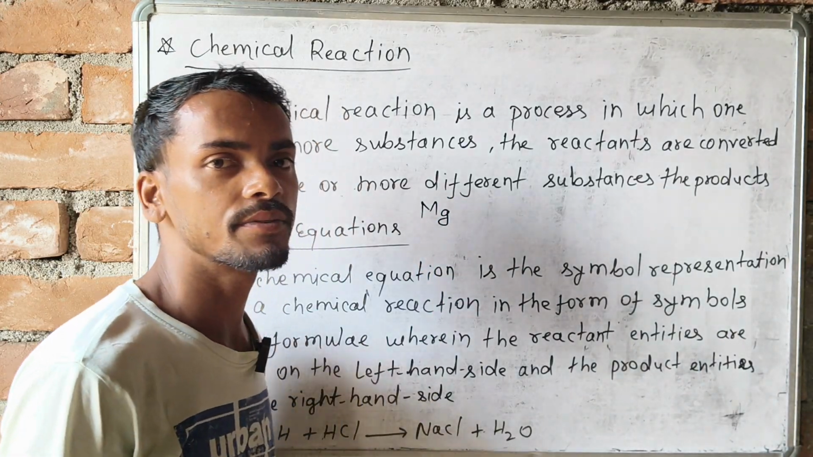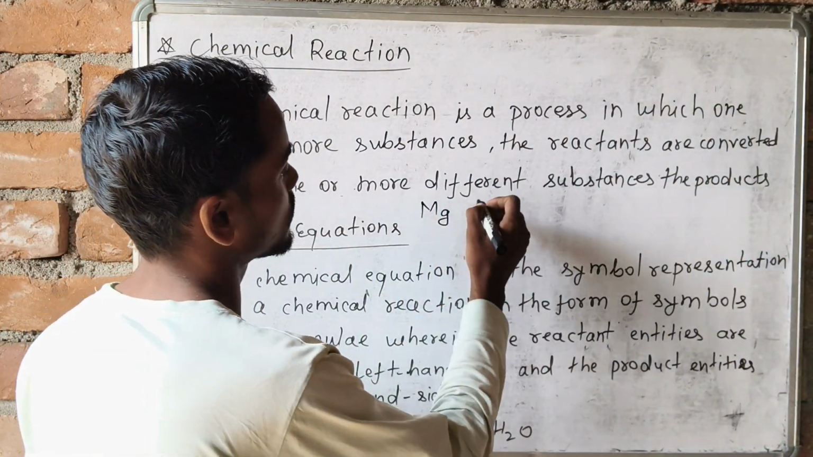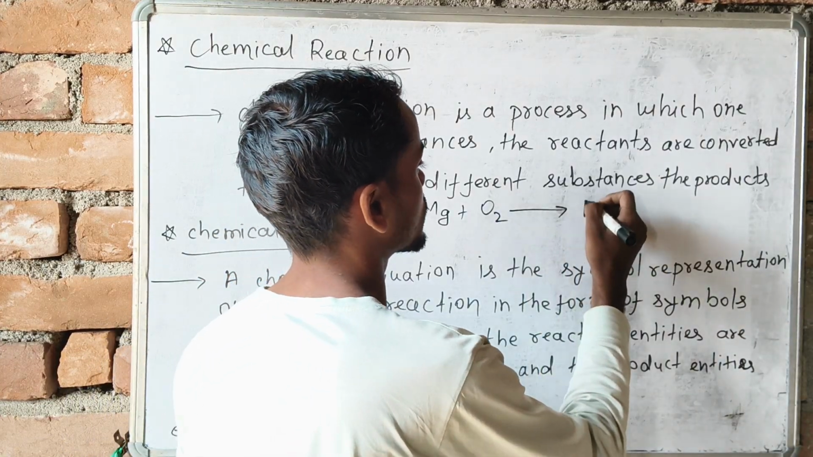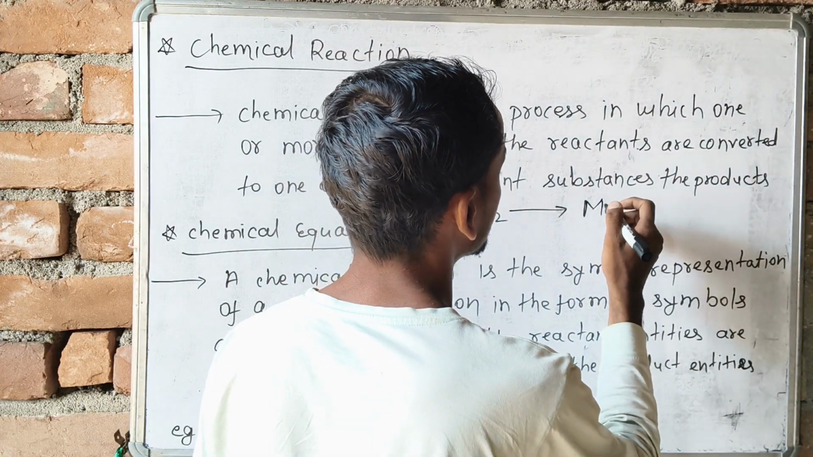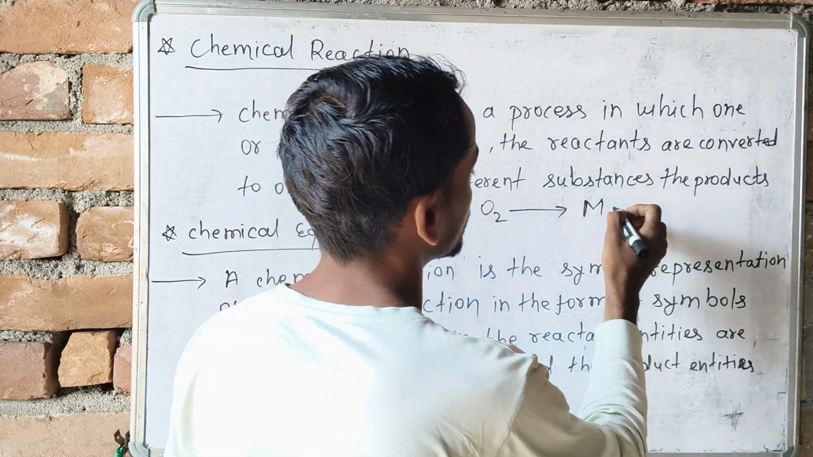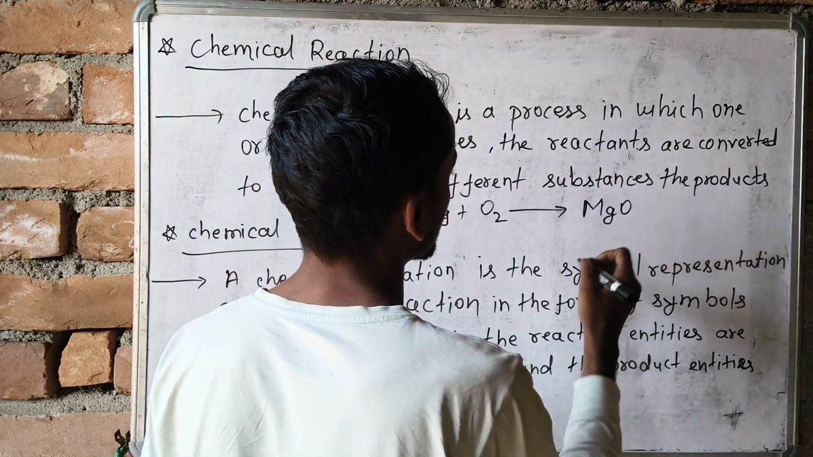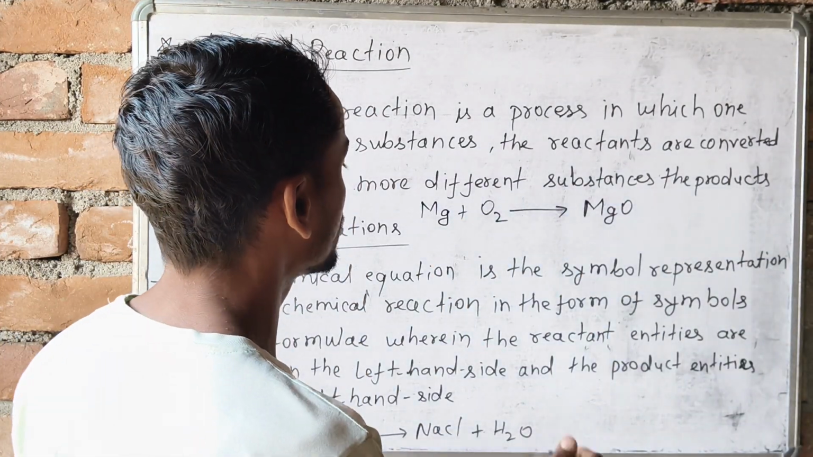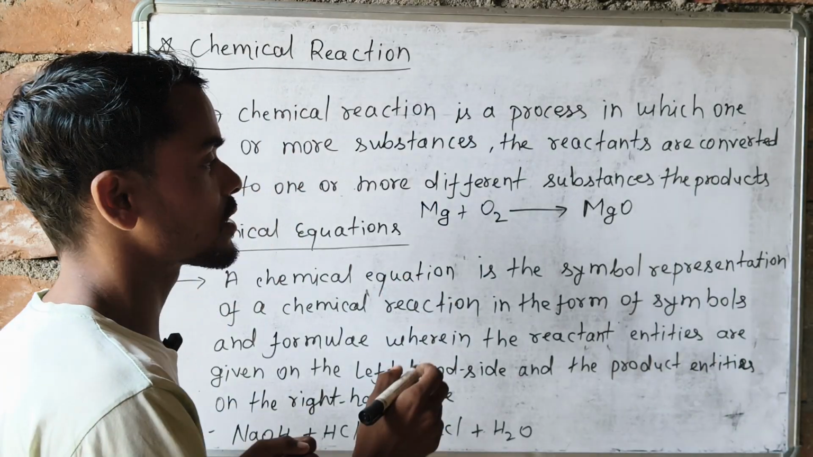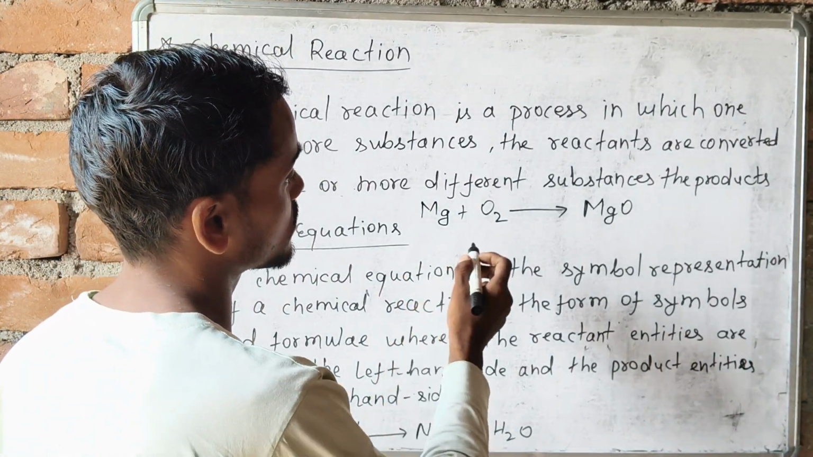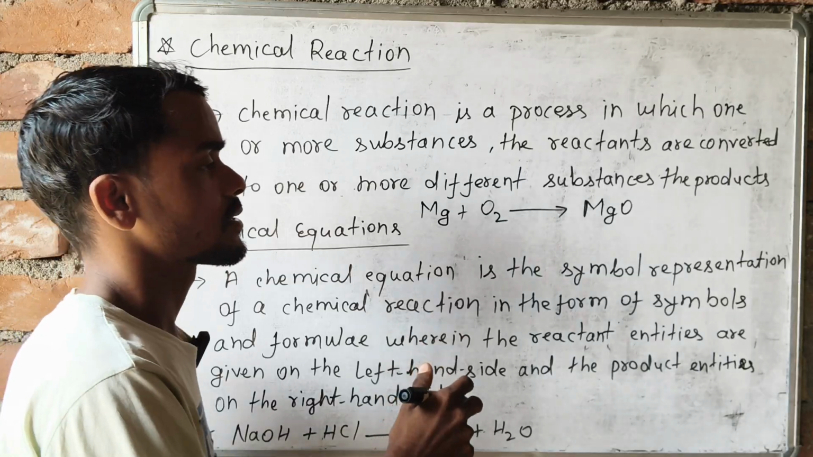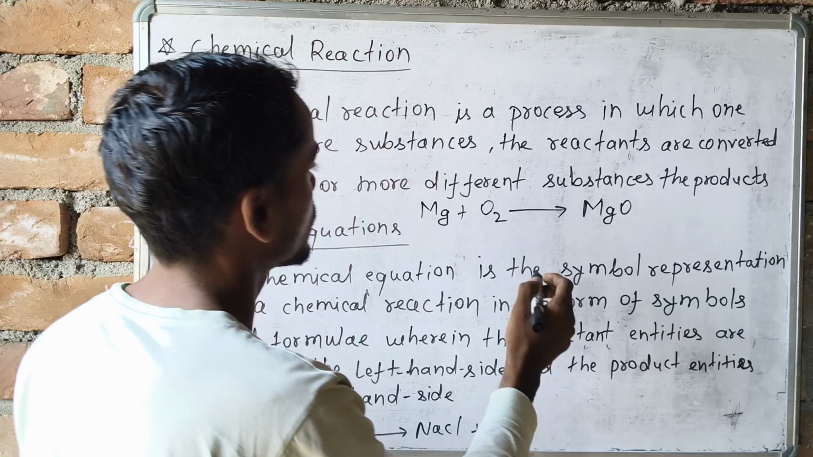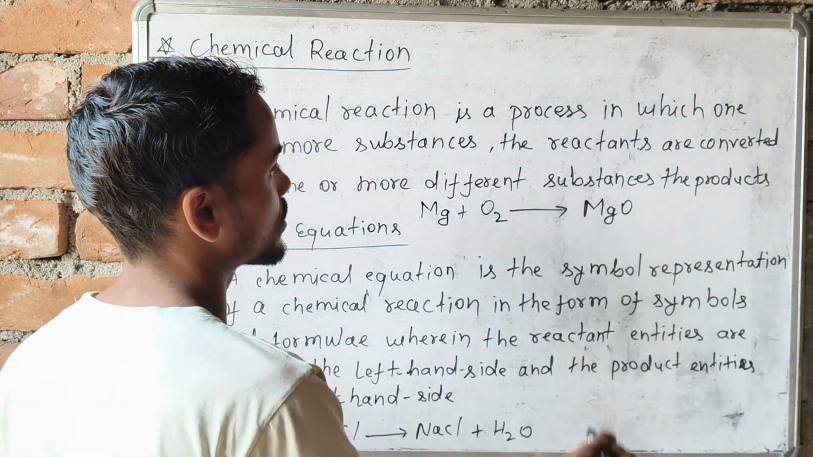We take magnesium and burn magnesium in the presence of oxygen, and we collect a white-colored substance. We get magnesium oxide, and that is a reactant, and that is a product. When we write a chemical equation, we write the reactant on the left hand side and the product on the right hand side, and in between we represent one arrow.